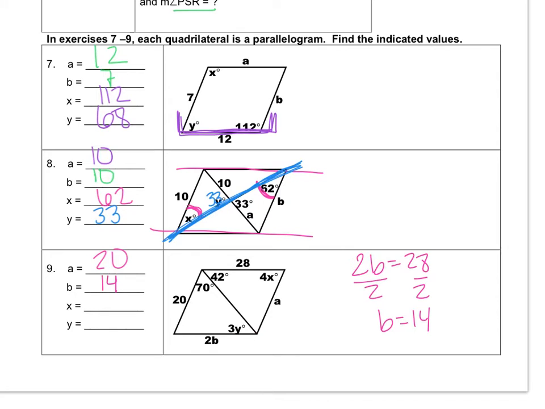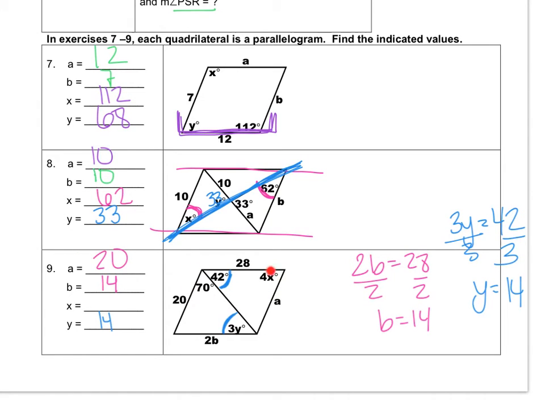Let's do Y first. Okay, if you're looking for Y, this 42 degrees and 3Y are alternate interior angles, so they're the same. To find Y, you just have to set them equal to each other. So we have 3Y equals 42. When you divide by 3 on both sides, you're going to get Y equals 14. So Y is 14.